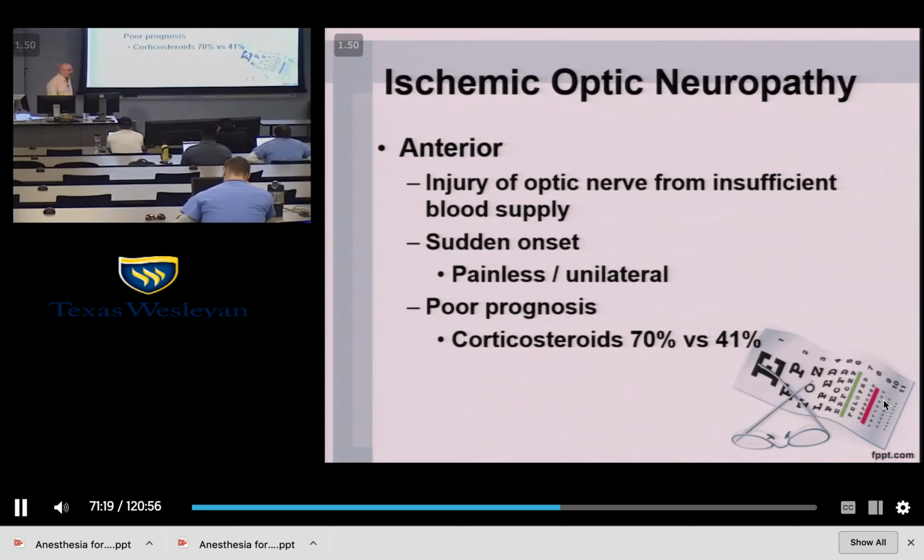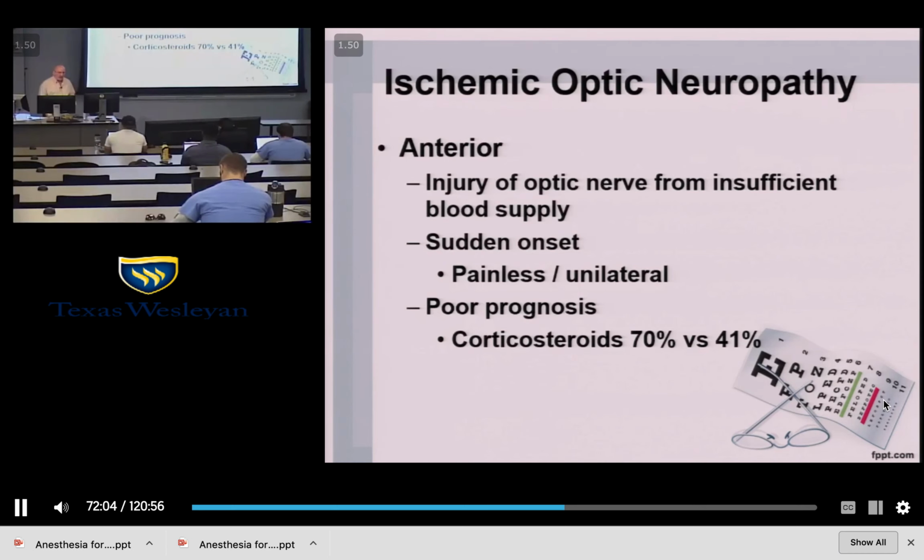Those treated with corticosteroids have a 70% recovery versus those without treatment with corticosteroids is a 41% recovery. So there is benefit. There's said to be some benefit with administration of steroids. But still, the prognosis is still poor, even at 70%. There's the arteritic versus the non-arteritic kind of ION. Obviously, the arteritic kind is caused by temporal arteritis and will respond to steroids, but the non-arteritic kind is more common.